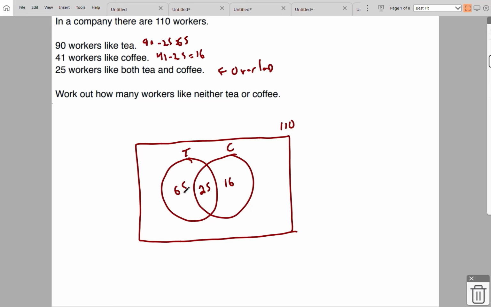Now, if I put these numbers together, I get 106. 106 like coffee or tea. So that means there's 4 people who don't. All right? This is the people who don't like coffee. So how many workers like neither tea or coffee? 4. All solvable with a Venn diagram.